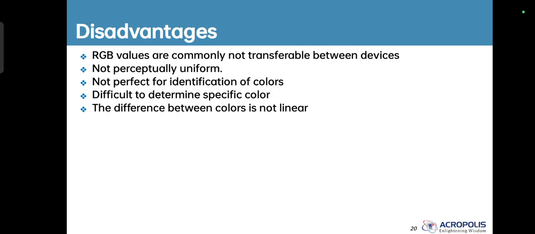So RGB values are commonly not translated between devices, not perceptually uniform, and not perfect for identification of colors. So these are the main disadvantages, and it is also difficult to determine a specific color.